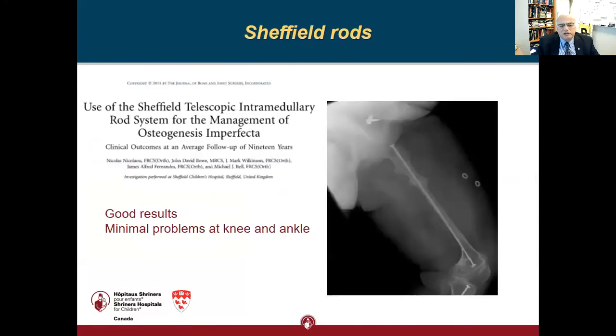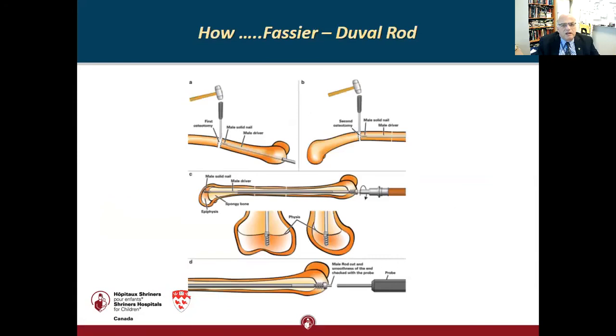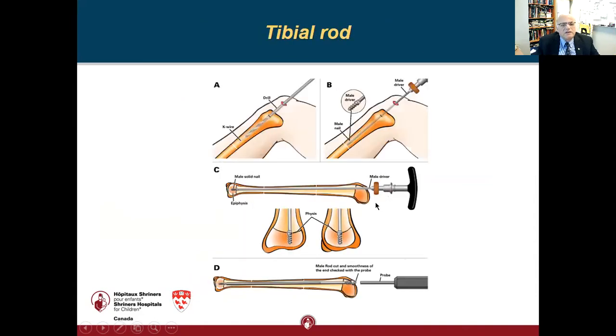Telescoping rod, we have the Sheffield rod, which has been described for many years and is still being used in some places. It consists of a female inserted proximally and the male inserted through the knee joint. And then we have the Fassier-Duval rod, which consists of a male and a female. The female threads are threaded in the greater trochanter, and the distal male threads are inserted distally in the epiphysis. The male and the female slide inside each other.